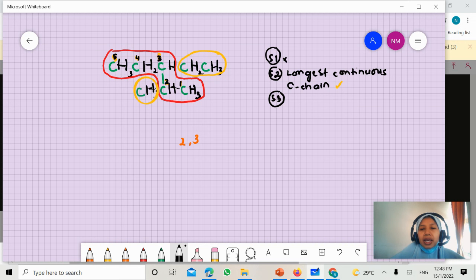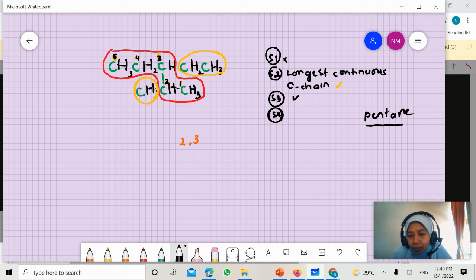Okay, the next step. Okay, step 3 done, numbering. And then step 4, name the parent chain. Name the parent chain. It has 1, 2, 3, 4, 5. 5 is pentane. Yeah. Pentane, parent, kan? The name should be the last word. Yeah, the parent name should be the last word in the full name. Right? Just like our Ben and Benti lah.